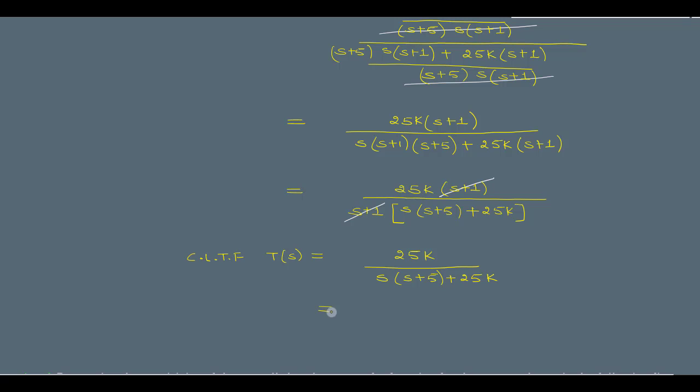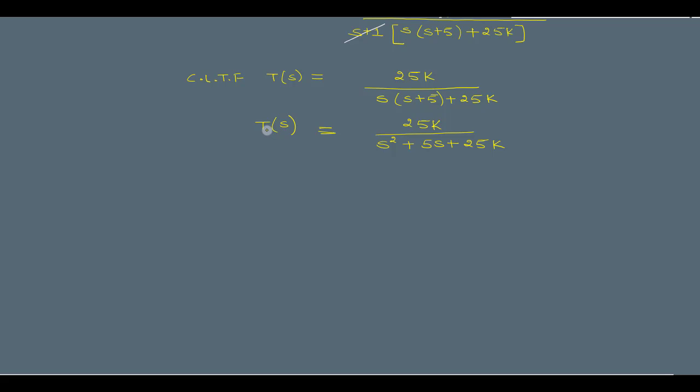If you want, you can just open the bracket. You will get 25K upon S square plus 5S plus 25K. So this is the last transfer function. So this is the transfer function of closed loop unity feedback system.